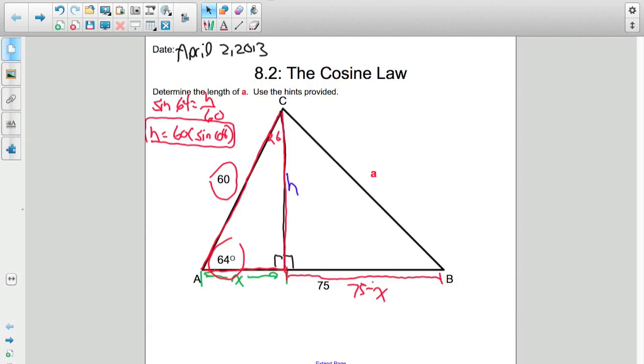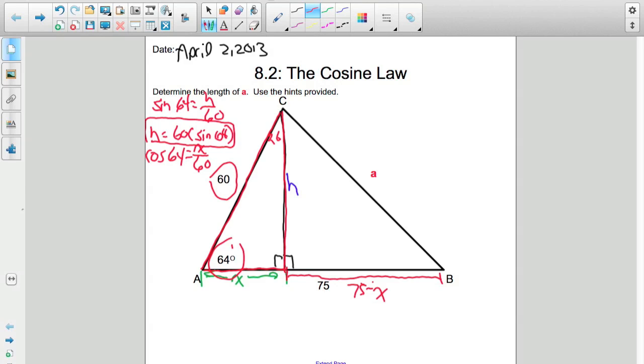Did you just write cosine 64? Sure. What's the cosine of 64? So look at our triangle. Cosine is SOH CAH TOA, so adjacent over hypotenuse. What's the adjacent side to 64? H? No, that's the opposite side. We're talking about 64. It's X. And what's the hypotenuse of this triangle? 60.